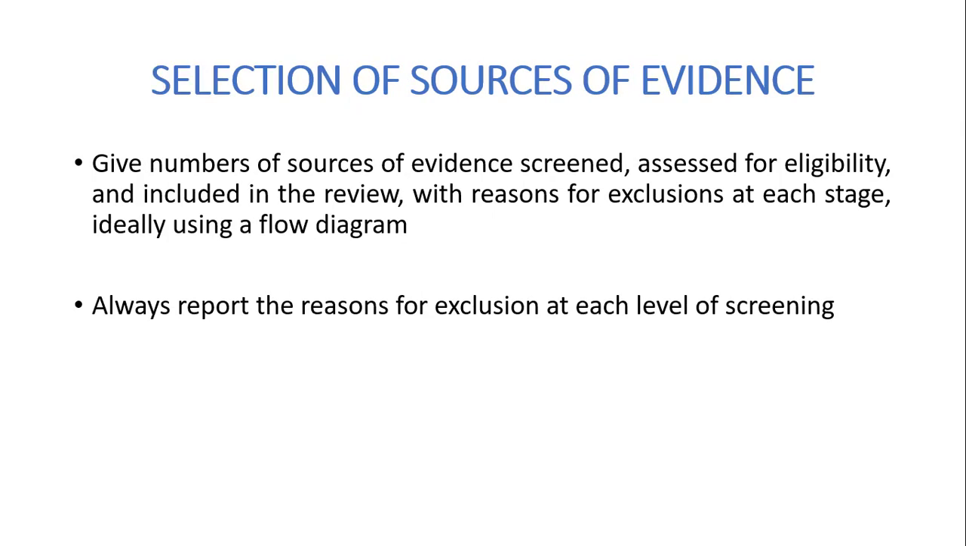Selection of sources of evidence: you have to give the number of sources of evidence you have screened, assessed for eligibility, and included in the review, with the reason for the exclusion at each stage. So you have to prepare a separate file in which you mention that these many studies I have excluded, and these are the reasons for the individual studies which I have excluded.